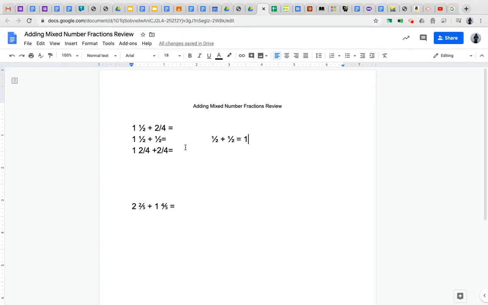Then I just have to add my wholes together. So I also have one whole here, right? So I need to add that in as well. So then I can say 1 plus 1 equals 2. But to answer that question, 1 1/2 plus 1 1/2, my answer would be 3.